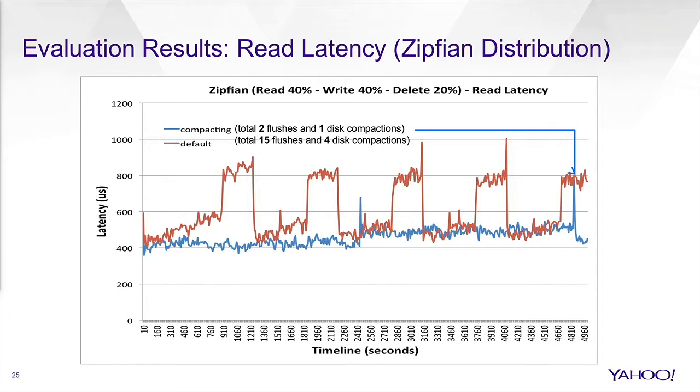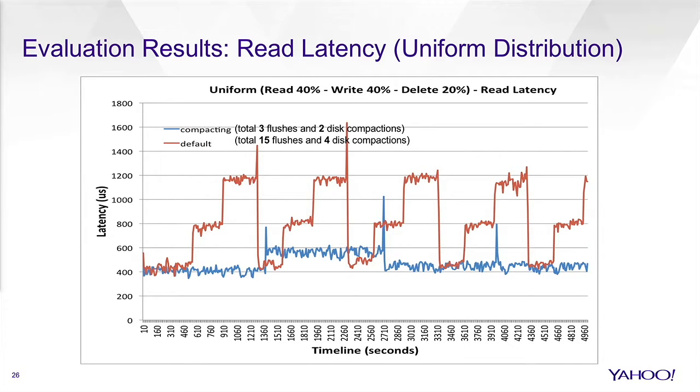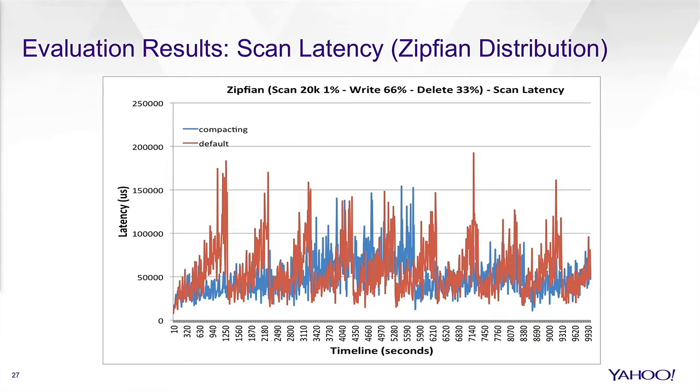Here you see again the red one is the default MemStore latency, and the blue one is the compacting one. The important thing is that we had only 2 flushes to disk and 1 disk compaction. This is the disk compaction that we had, and for default we have in total 15 flushes and 4 disk compactions. Those are the flushes, and the same about uniform distribution, and the same about scans. This may be less interesting.